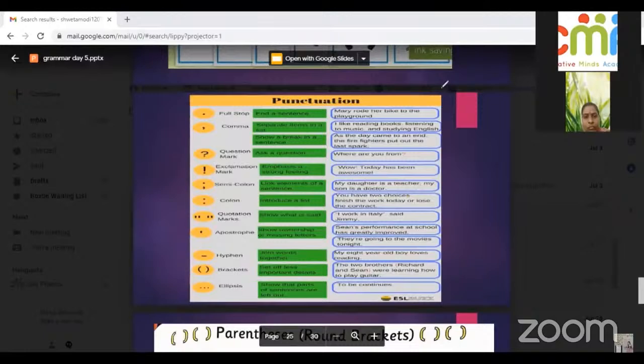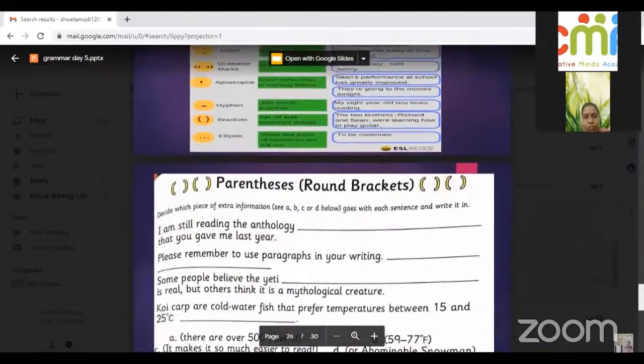Quotation marks are 6699. We have done apostrophe. We have done belongingness, like Ramesh's car. Hyphen is to connect 2 words, like 8-year-old boy, to join the words together. Bracket is additional information, like the 2 brothers (Richard and Sian) were learning how to play guitar. Richard and Sian is additional information being put in the round brackets. Ellipsis means to be continued. We put dots to show the continuation.